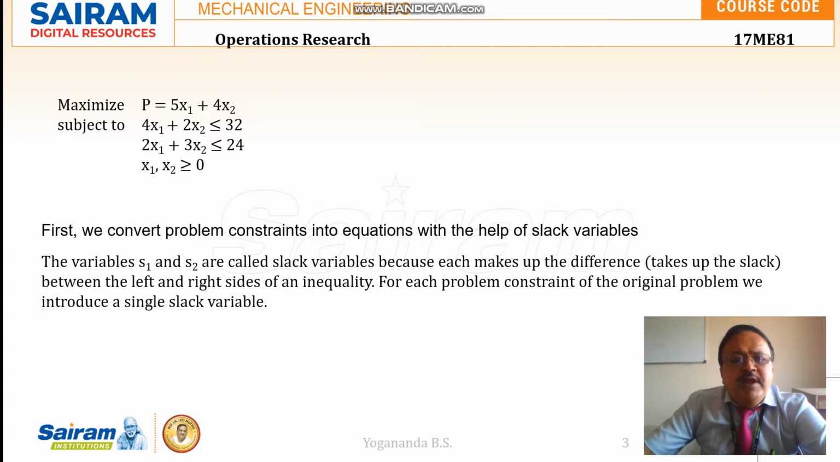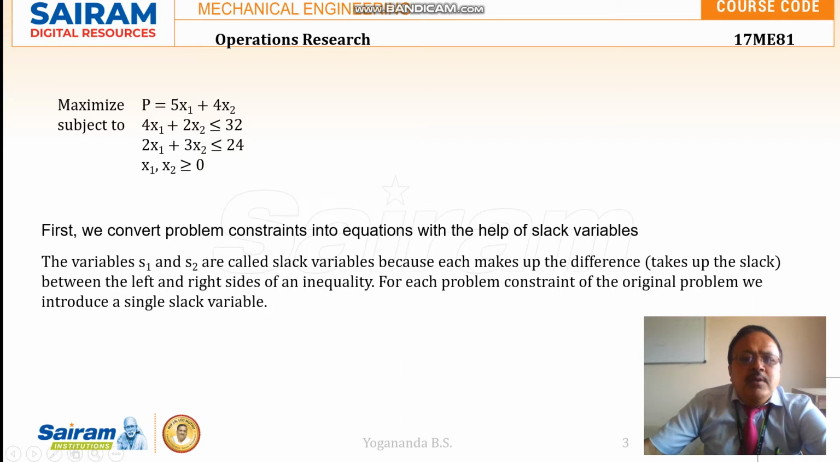If we take this LPP, the objective function is to be maximized. Maximize P equals 5x1 plus 4x2, subject to some constraints. Two constraints are given here, and the variables x1 and x2 cannot take negative values, so they should be greater than or equal to 0.